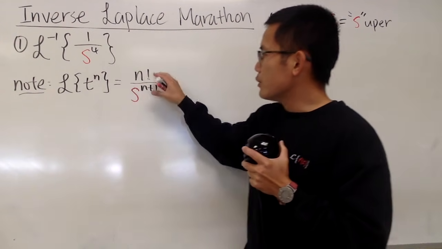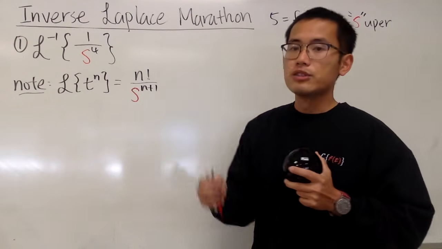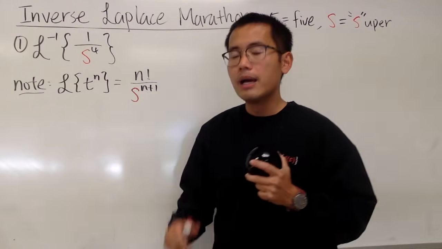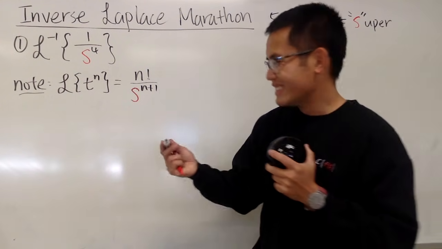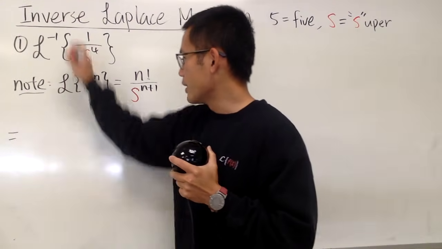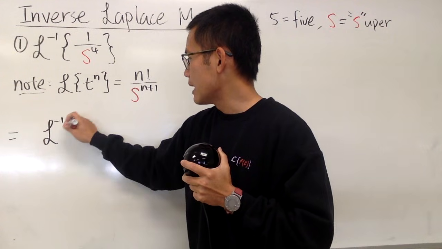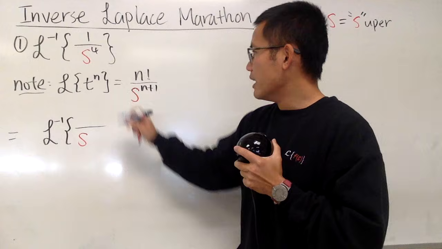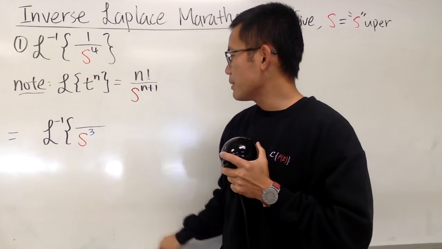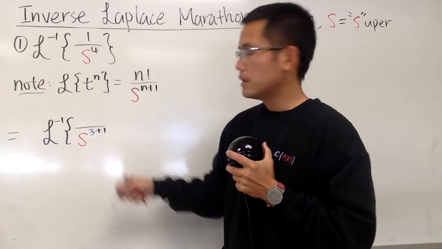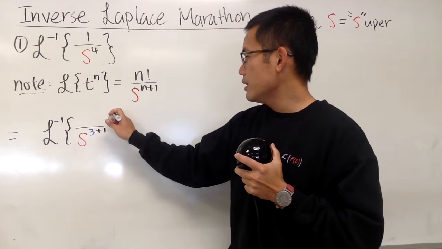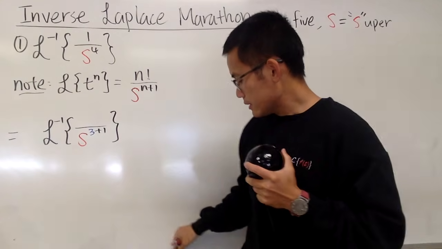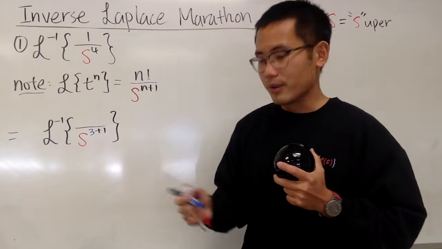Now, look at this and look at that. We can see the n has to be 3. But the problem is that we do not have 3 factorial on the top. But it's okay. This is all we can do. So here we go. Let me just write this down again. Here we have the inverse Laplace. On the bottom, we have s to the fourth, and 4 is the same as 3 plus 1. That's good. N is equal to 3, no big deal, but originally we only have a 1. That's no good, but it's okay because we could just do the following.